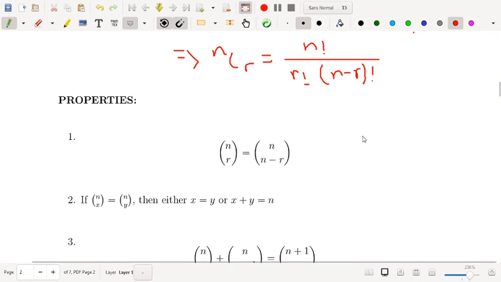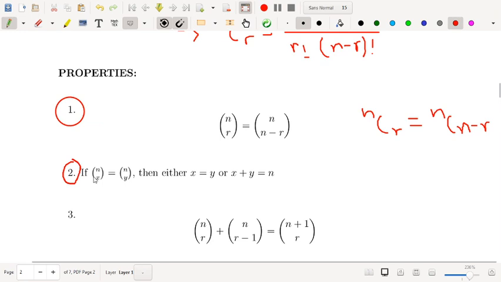NCR is equal to NC(n minus r). So these are the same: NCR equals NC(n minus r). This is property 1. Property 2: if NCx is equal to NCy, then either x is equal to y or x plus y is equal to n.